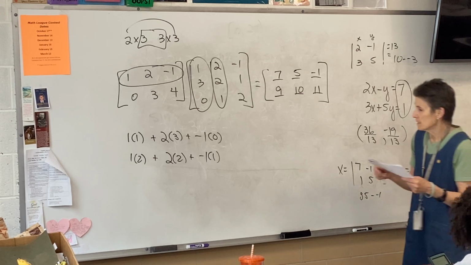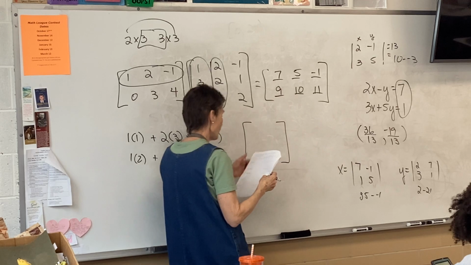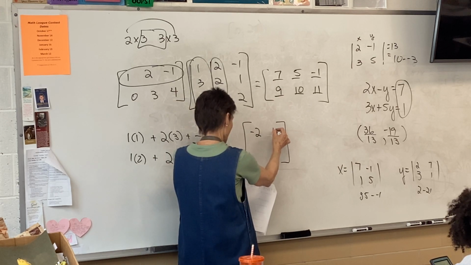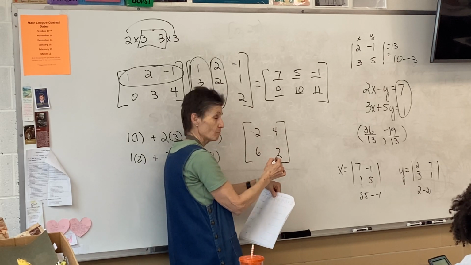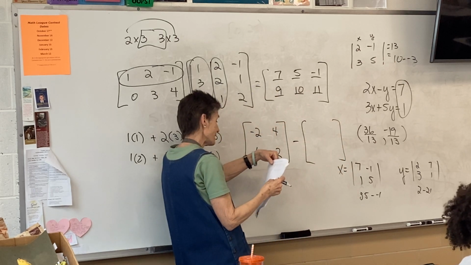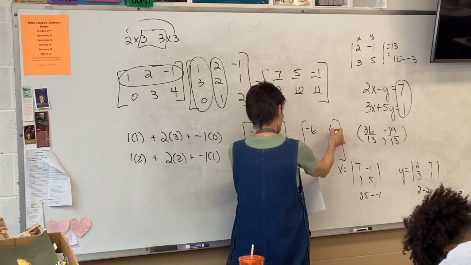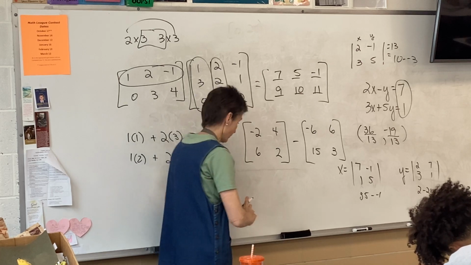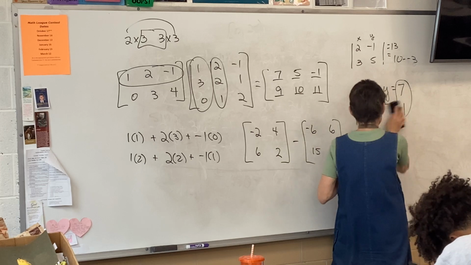That'll work. So what is 2b? 2b would be -2, 4, 6, 2. Minus, okay, what's 3c? -6, 6, 15, 3. Everybody okay?